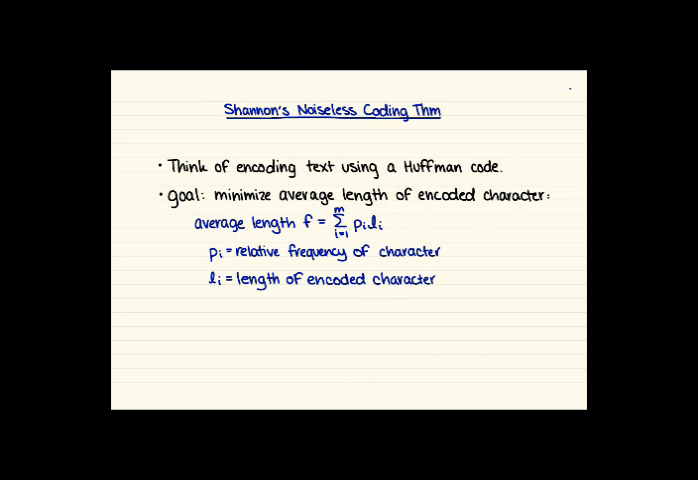And so we measure that based on the average length for characters, which is going to give a similar measure. And then we've worked that out by adding up the relative frequency of each character times the length of the encoded character. So this will be easier to see working out with an example what this actually means. So that's what we'll do.